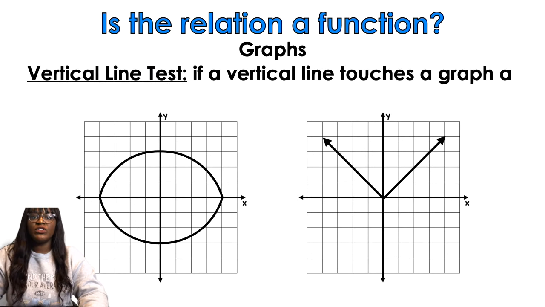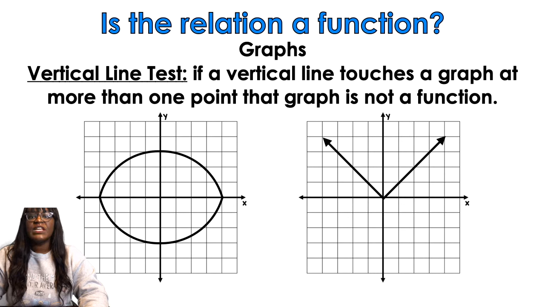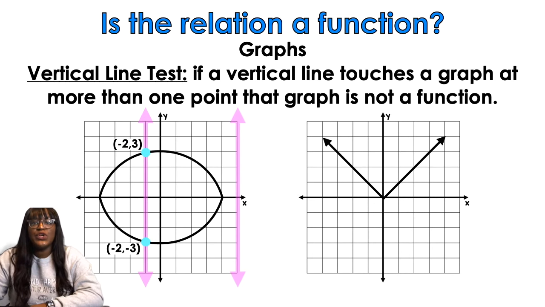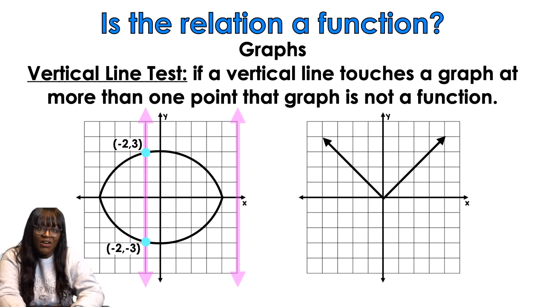Well, so we're gonna draw a vertical line, okay? So we're gonna notice that when I draw a vertical line, that it touches two points, and those two points have an x value of 2, 3, and then another x value of 2, -3. What does that mean? That means that that x value repeats itself. That negative 2 x value repeats itself, okay?